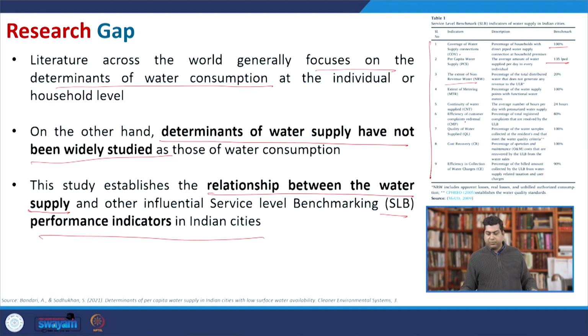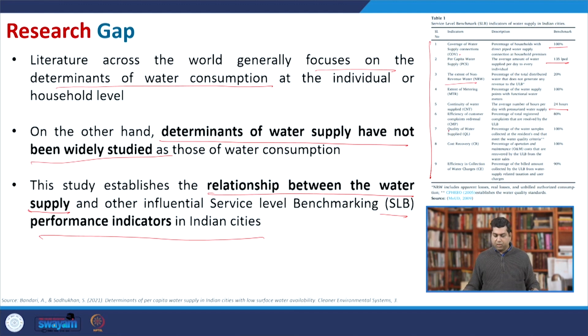Then continuity of water, where it is thought that we should have 24 into 7, but in many cities it is an intermittent connection, only a particular time in a day, or twice or thrice in a day, even in some cases probably once in 2 days you will get that supply for certain duration, but the benchmark is 24 hours.